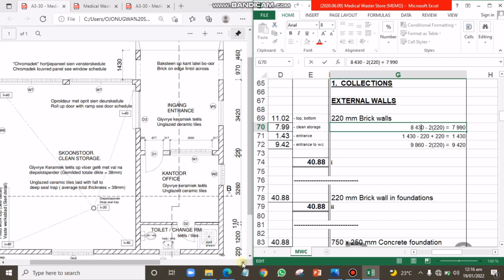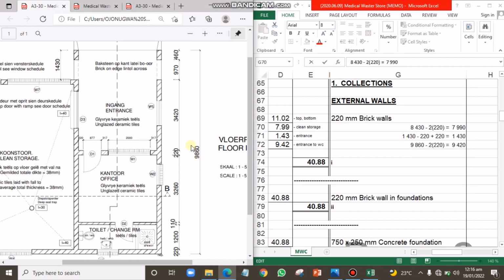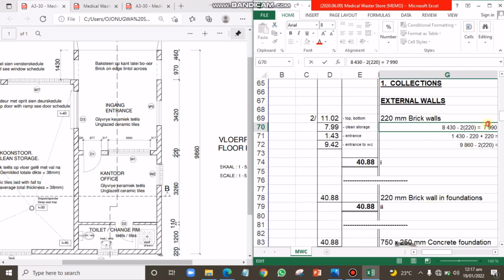After that, we'll move over to the length, which is 9,860. Take a look at it from here. We have 9,860. That is the overall length from this part down to this place. As we did initially, we're also going to deduct twice the block wall, which is 220 above here and 220 below here. So that is what was done here: 9,860 minus 2 by 220, which would give us 9,420.